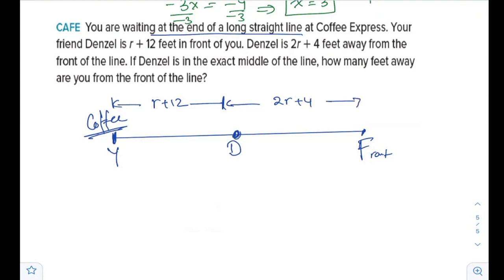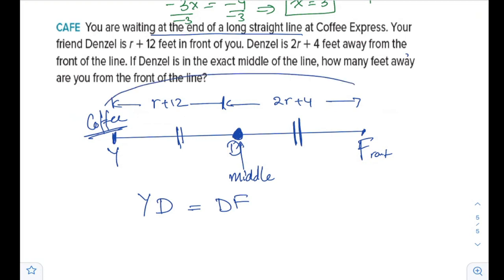If Denzel, this lady or this guy, is the exact middle of the line. Middle means this is equal to that part. So directly, the word middle, or D is the midway, means YD is equal to DF. How many feet away are you from the front of the line? We need the total length. So first of all, we want to write the equation to find R.